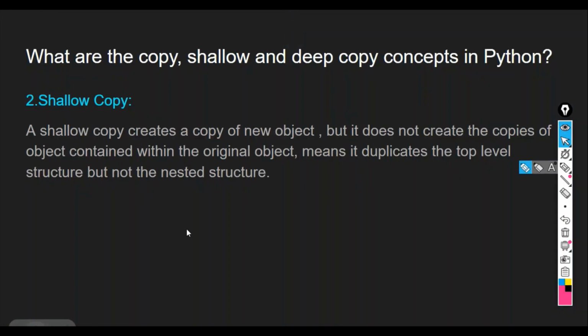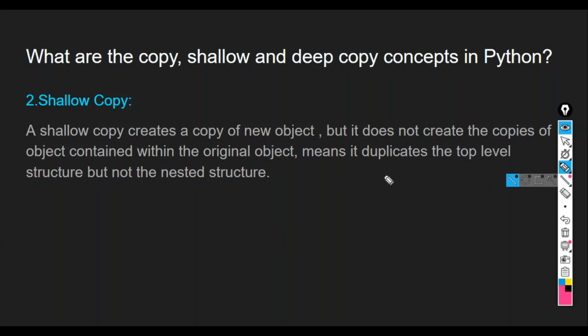Next point is shallow copy. So we have seen simple copy, we have seen the problem with simple copy, then we will see shallow copy. A shallow copy creates a copy of a new object, but it doesn't create the copies of objects contained within the original object. Means it duplicates the top level structure but not the nested structure. So this I will explain.